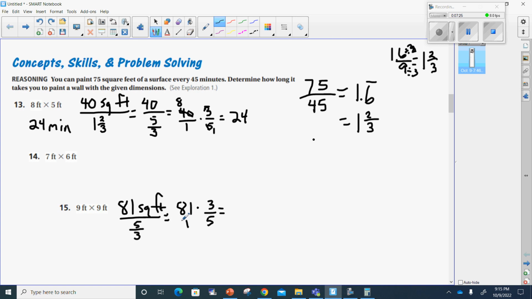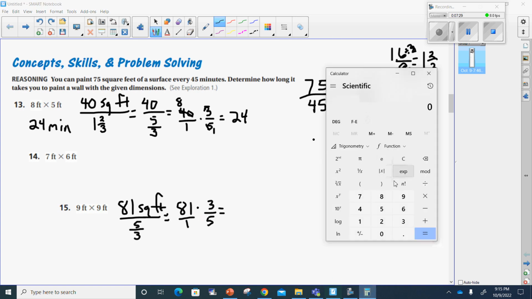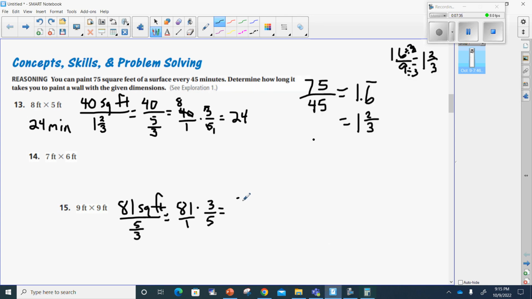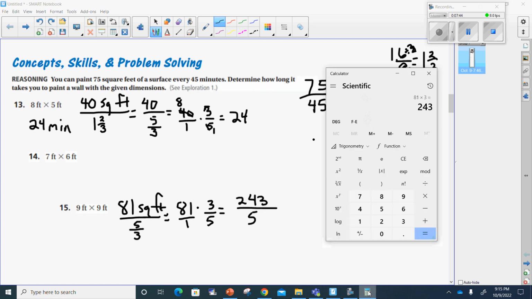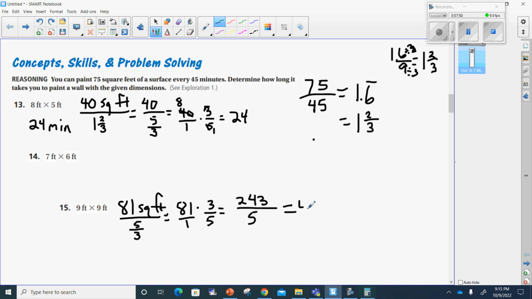That's going to give me 81 times 3. Let's see. 243 divided by 1 times 5 is 5. Well, 243 divided by 5 equals 48.6. So this is 48.6 minutes.